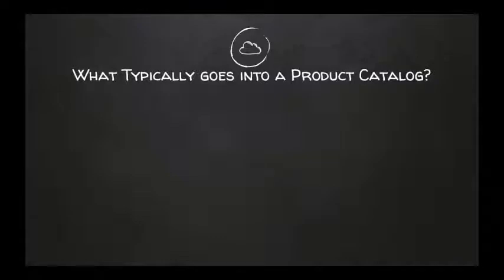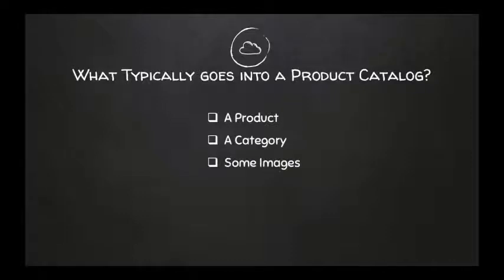What typically goes into a product catalog? Well, let's break it down. We have a product, a category, some images, and some vendor information. So at the high level, in a product catalog, you have to have a product. You have to have a physical item or something to showcase. Now, in most cases, you're going to want to categorize that. So if you're dealing with a clothing store, you want to break your products down probably by t-shirts, pants, leggings, hats, or miscellaneous types of categories.